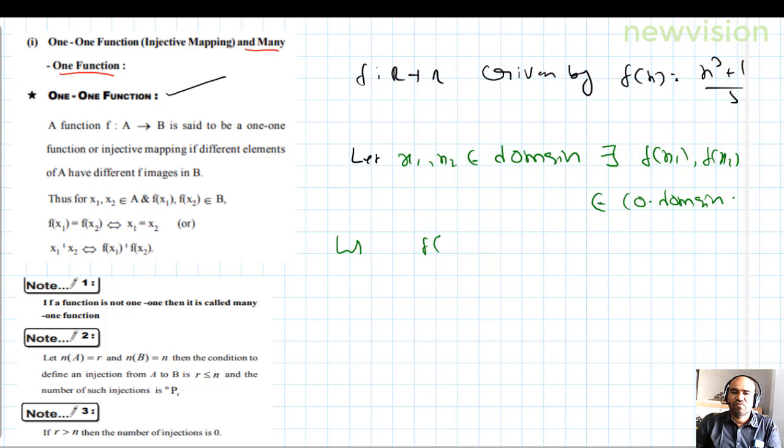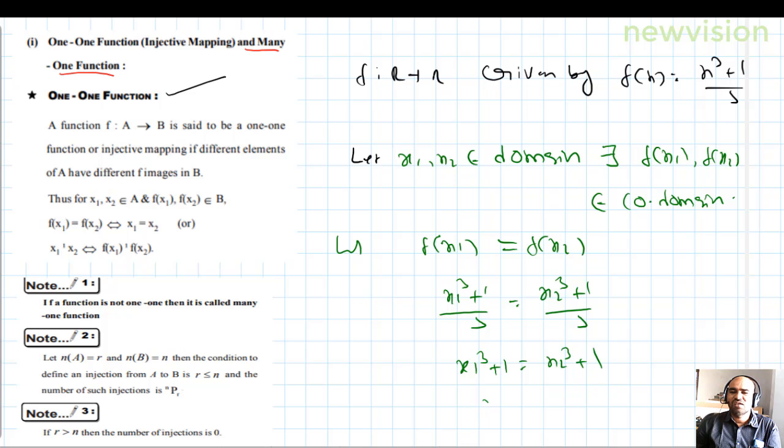Let f of x1 equal to f of x2. This is the procedure to prove whether a given function is one-one or not. Okay, f of x1 equal to f of x2. So what is that? (x1 cube plus 1) by 3 equal to (x2 cube plus 1) by 3. Students, multiplying through by 3, what will we get? x1 cube plus 1 equal to x2 cube plus 1. Subtracting 1 on both sides, x1 cube equal to x2 cube.